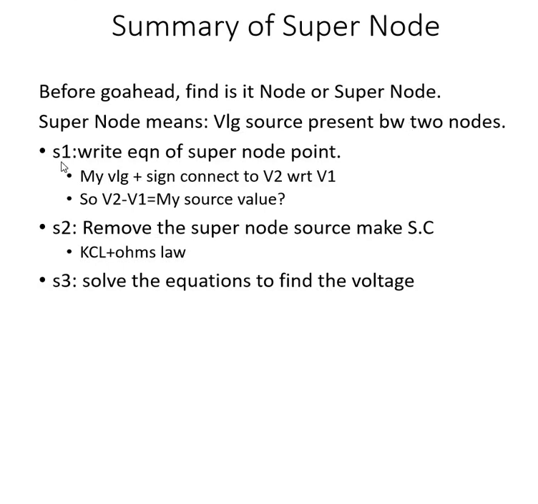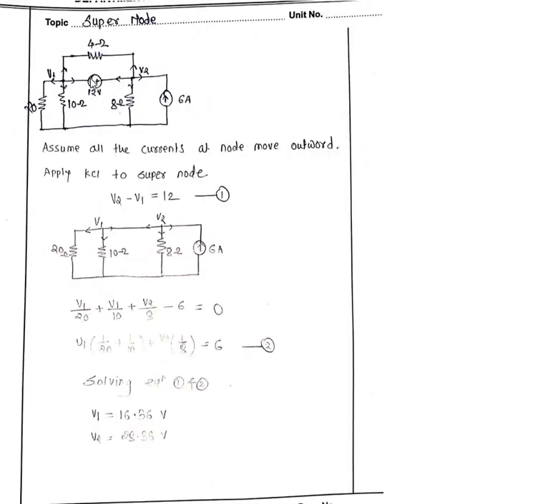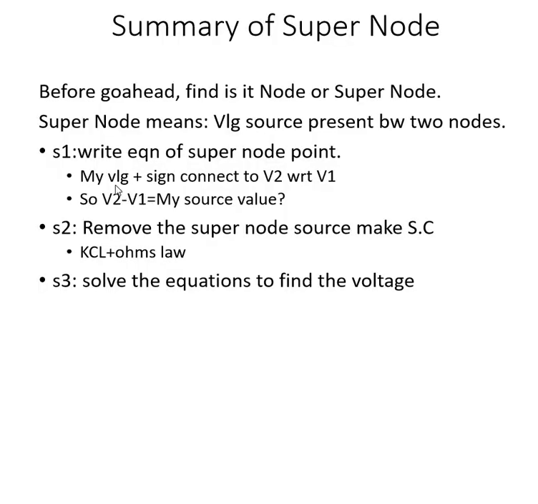Then step number 1, write the equation of the super node. So this is a voltage source. Write the equation. The plus sign is connected to V2, so V2 minus V1 is equal to 12. My voltage source plus sign is connected to V2 with respect to V1, so V2 minus V1 equals my source value.